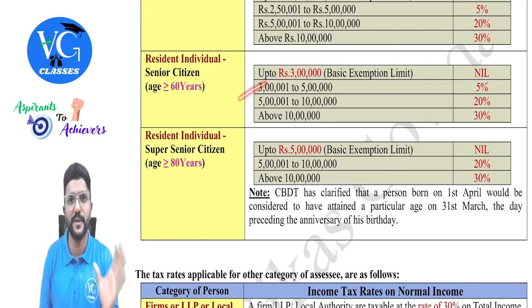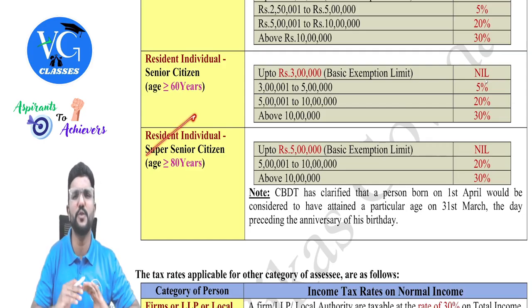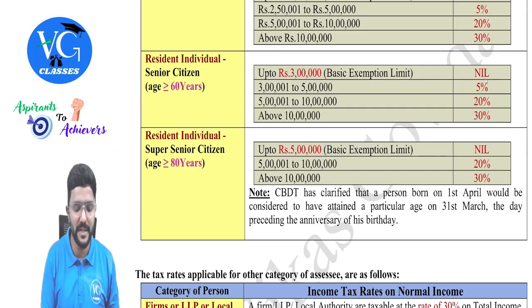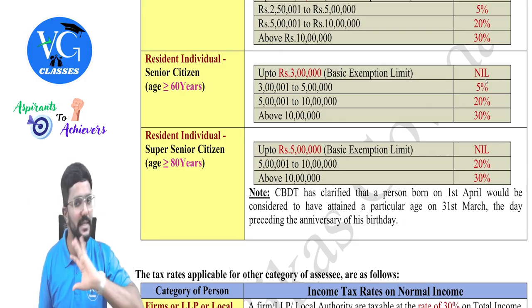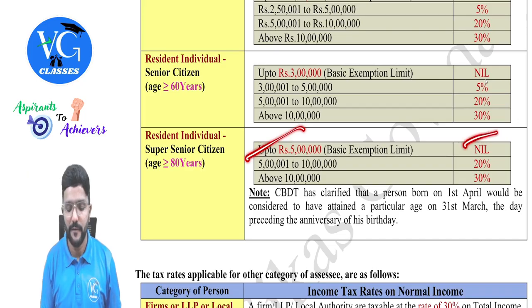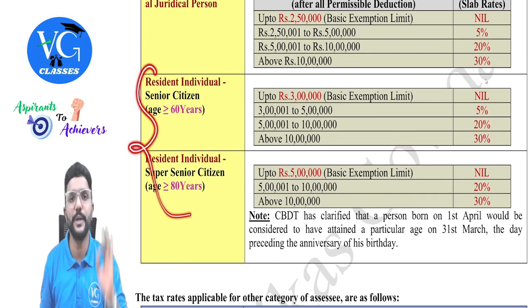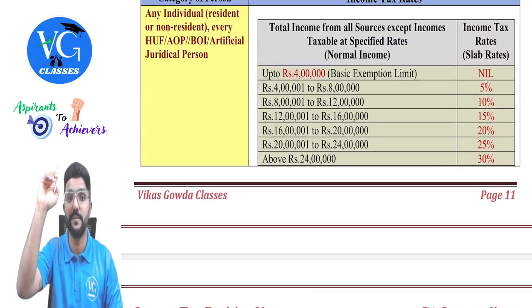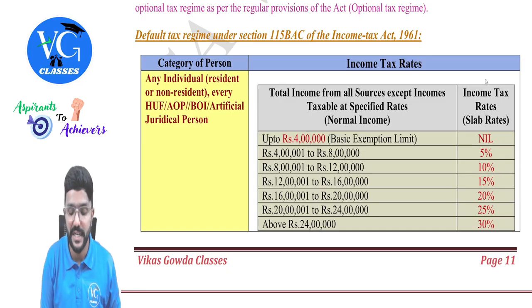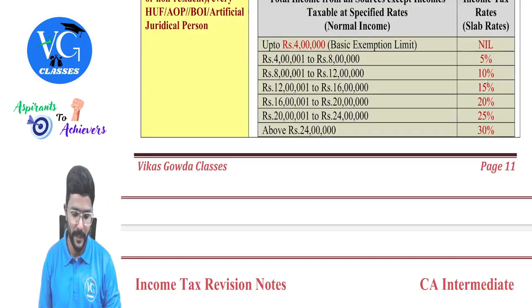And please be careful in the next step also. It is 3 to 5 lakh, not 2 lakh 50 to 5 lakh. Sir, what if the resident individual is a super senior citizen, because his age is 80 years or more? In that case, the basic exemption limit is 5 lakh. There is no first slab at all. The 5% slab will not be there. So up to 5 lakh nil, 5 to 10 lakh 20%, above 10 lakh it is 30%. And this benefit is available only to a resident individual who is following the optional scheme. This benefit is not there under the default regime, guys. Irrespective of the age and residential status, the basic exemption limit under the default regime will always be 4 lakh. Please be careful.